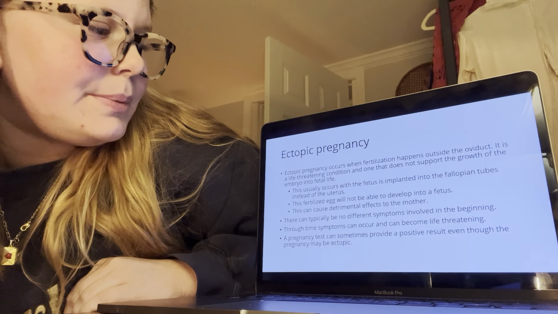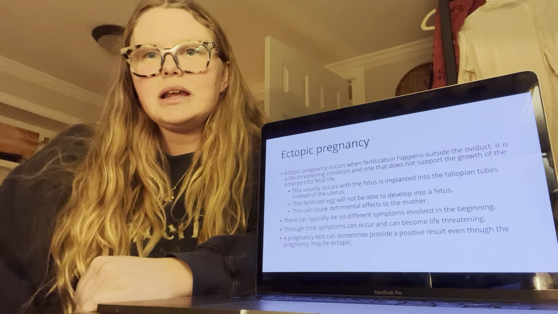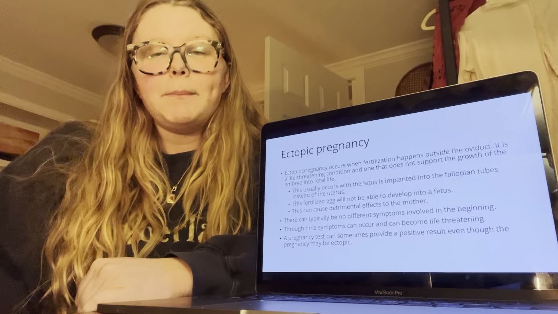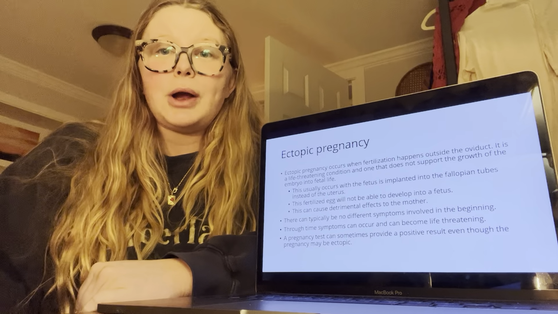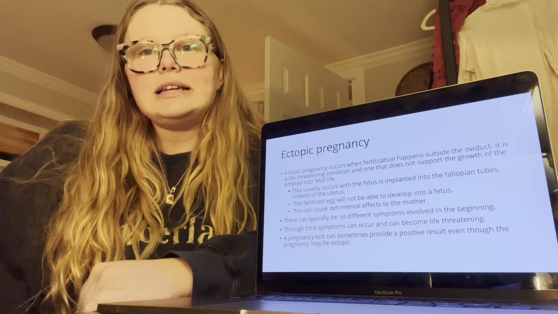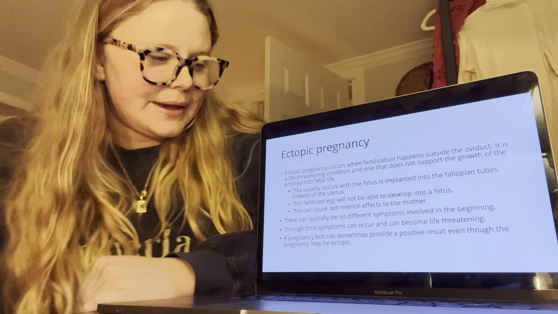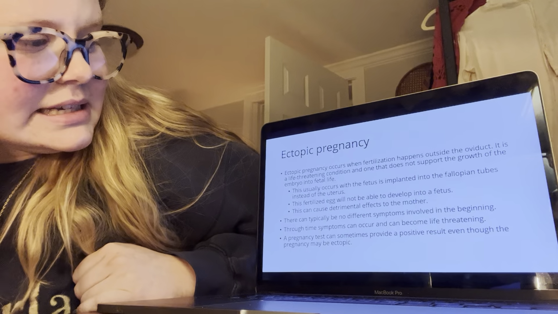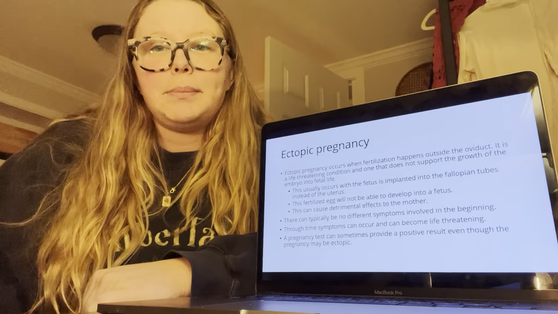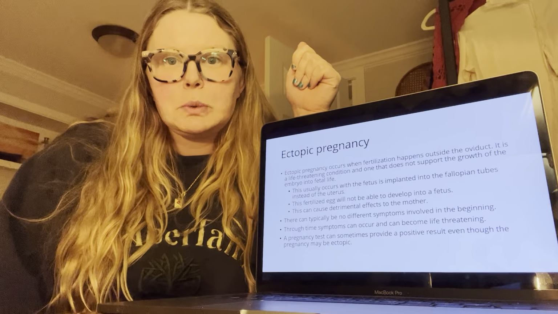There can typically be no different symptoms involved in the beginning. So sometimes mothers, or expectant women, might not even know that it is an ectopic pregnancy, maybe even until some of their early scans. It might take them a while to even understand that this is happening to them. A pregnancy test can sometimes provide a positive result, even though it is an ectopic pregnancy. This isn't always going to happen, but sometimes it will.